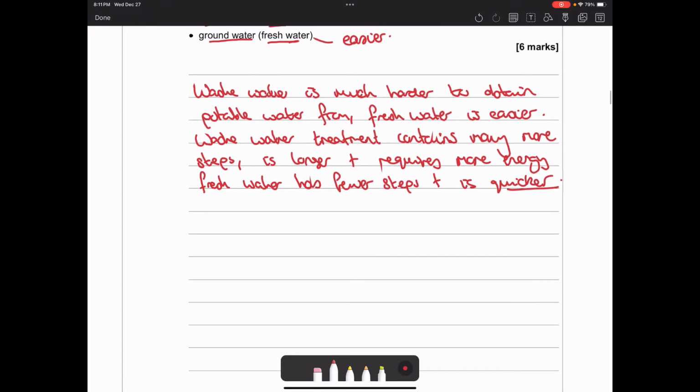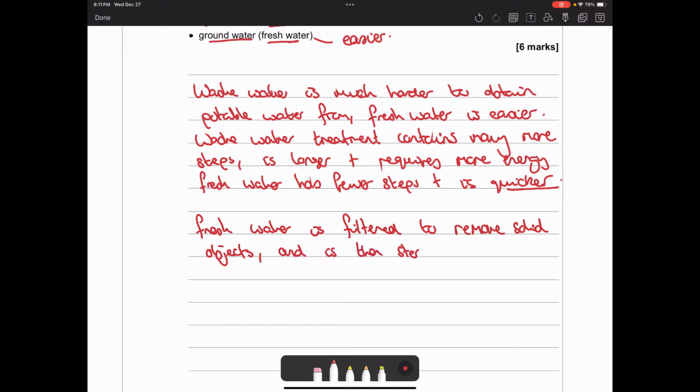However, we then need to explain why. So this is when going into and you need to demonstrate your knowledge of these different processes. So I would say fresh water is filtered to remove solid objects. And is then sterilised using UV, chlorine or ozone. It is then potable. So it's a really short process.